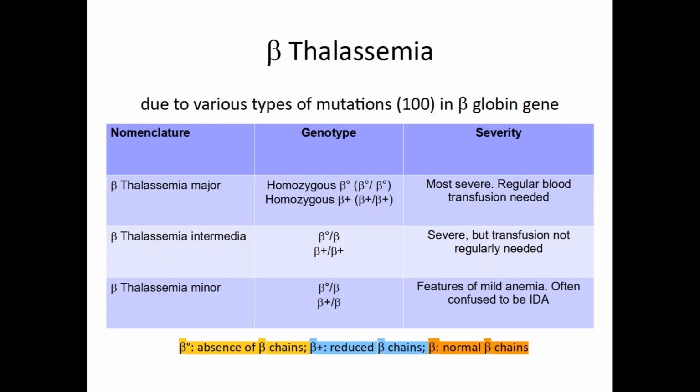The last one is beta thalassemia minor. Here one of the genes will be normal, the other will be either producing fewer beta chains, or not producing any beta chains. Severity-wise, this is the least severe type, and most of the time this disease will be confused with iron deficiency anemia.